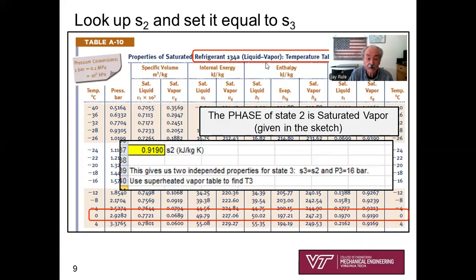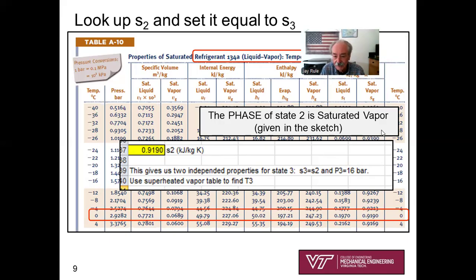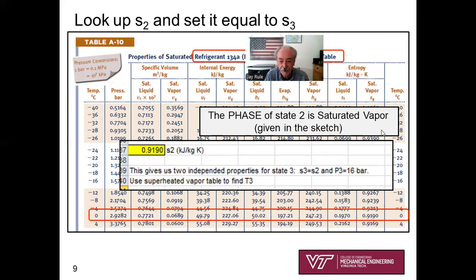We're going to go to our refrigerant 134A temperature table. That's given. We're going to look up 0 degrees C. We recognize that the phase of state 2 is saturated vapor. So we're simply going to write down the entropy of the saturated vapor. Here's our saturated vapor entropy, 0.919. We write that down in our solution with units, kilojoules per kilogram degree K.